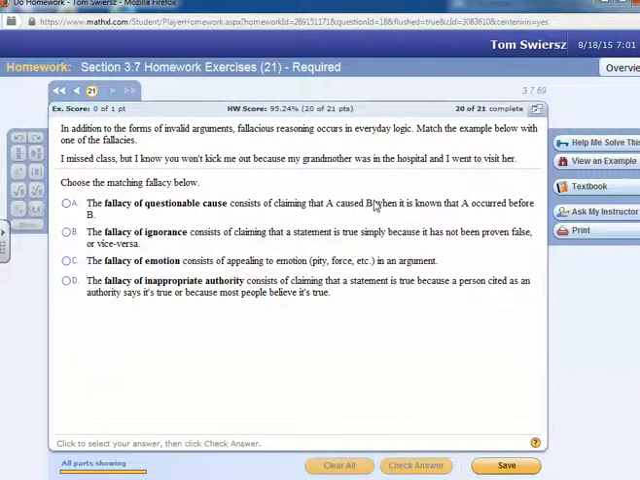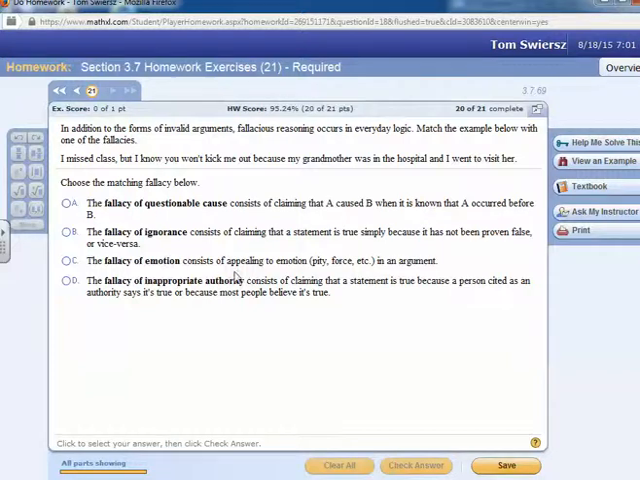Again, in addition to the forms of invalid arguments, fallacious reasoning occurs in everyday logic. Match the example below with one of the fallacies. I missed class, but I know you won't kick me out because my grandmother was in the hospital and I went to visit her. Okay, questionable cause. There's not a causation there, right? One thing doesn't cause another. He's not saying it caused. He's just making an excuse. Fallacy of ignorance. He's not claiming ignorance.